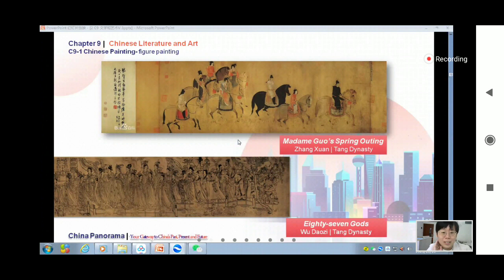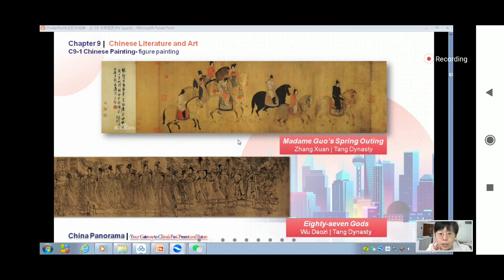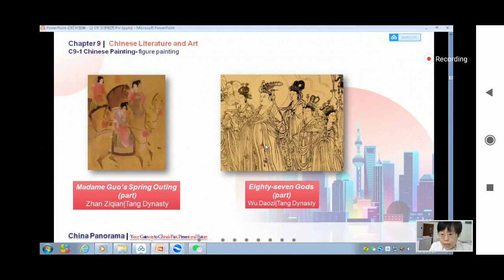When we learn about the history, we learn that the Tang Dynasty was very open to the world, and many countries sent diplomats or scholars to China to learn about the culture and the government management. One of the countries is Japan, and that's why we can have a look at the Japanese painting.